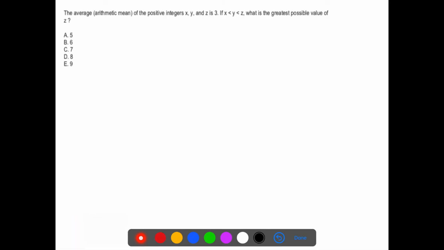So here we have mean of three numbers is 3. So the sum will be 9. So what we need is greatest possible value of z. So when the sum of a few numbers is fixed and we need to maximize one number, what we do is we minimize all others.